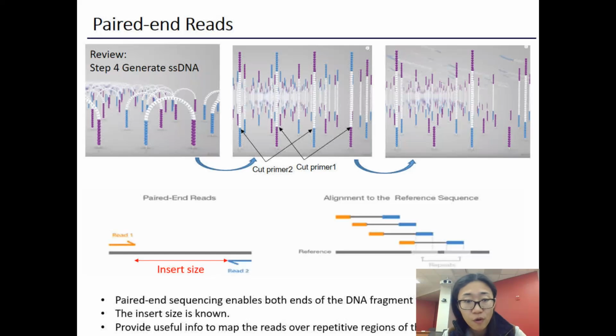So this is very useful. Paired-end reads can provide very useful information to map the reads over complex genomic regions, like repetitive regions or insertion and deletion regions. So it's very useful for applications such as de novo genome assembly or large structural variation. On the other hand, for counting or profiling gene expression or differential gene expression analysis, usually single-end reads are typically sufficient.